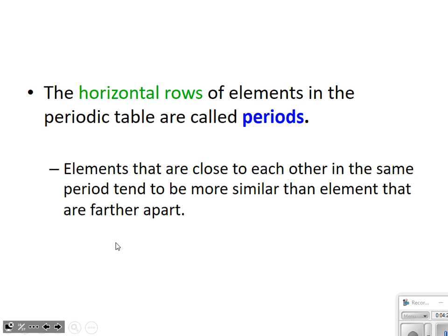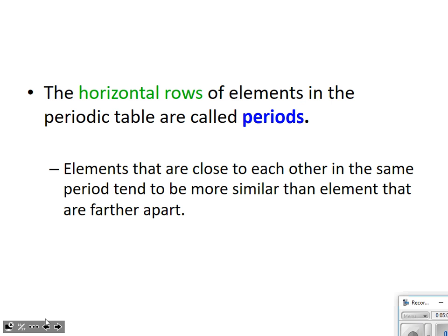Horizontal rows on your periodic table are what we call periods. Throughout a period, elements that are closer to each other in the same period tend to be more alike. They are more similar to each other than if they would happen to be farther apart.